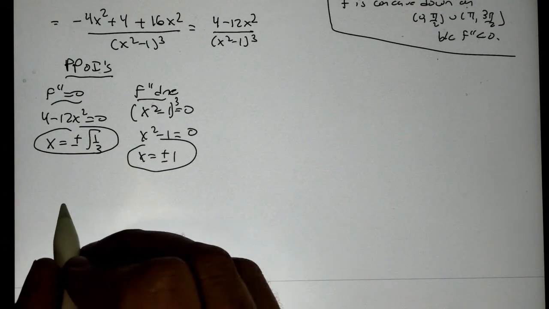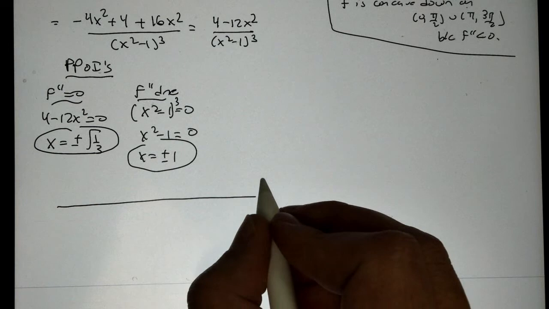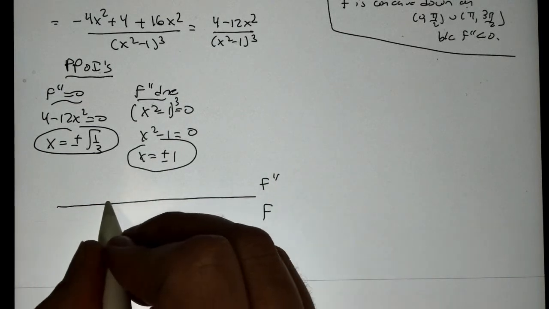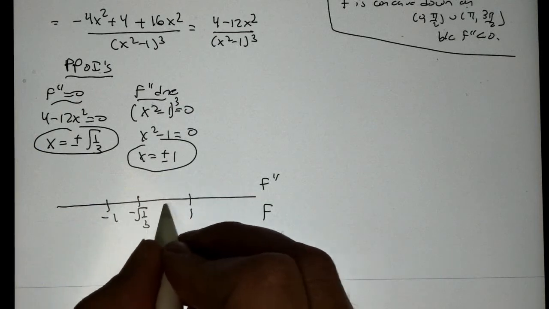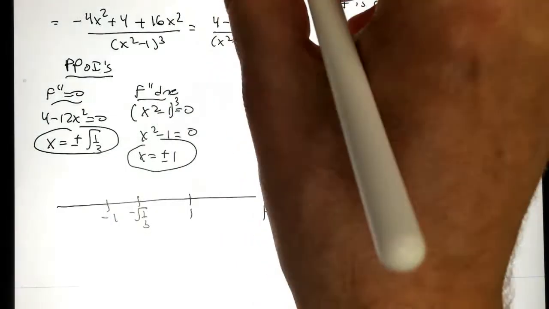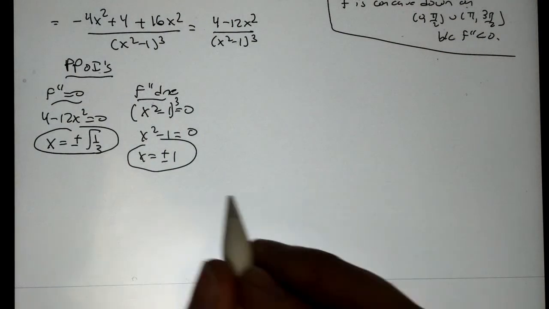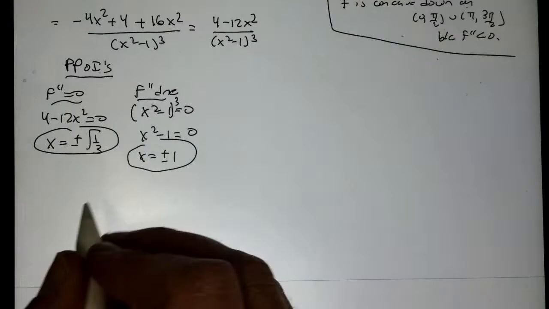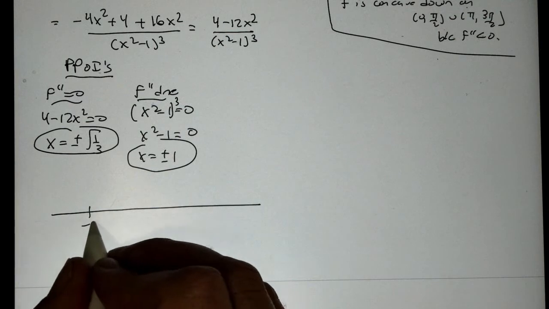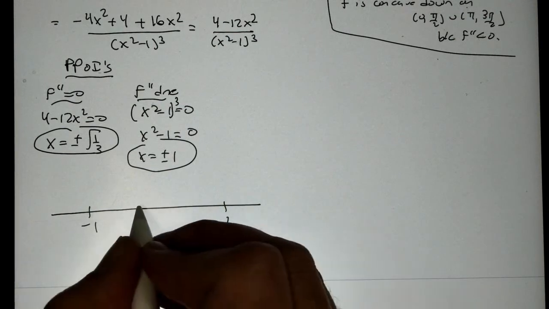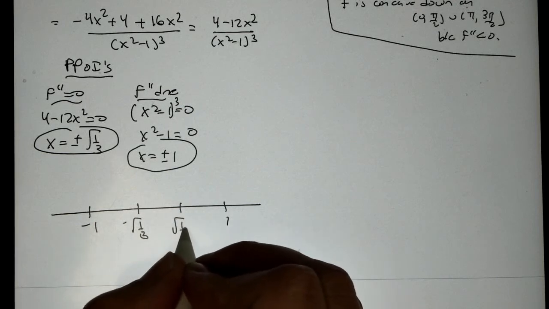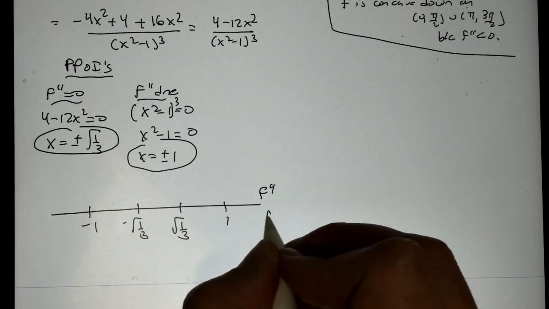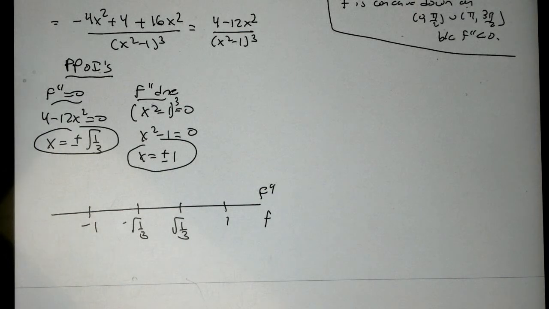All right, so let's draw a sign chart. Go big or go home. Negative 1, 1, negative 1 over root 3. Whoops, you know what? I'm going to redo this one because it already looks kind of messy, and I already see myself running out of room. Negative 1, 1, negative 1 over root 3, positive 1 over root 3. F double prime and F. And here we go.